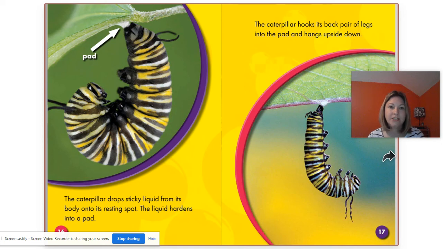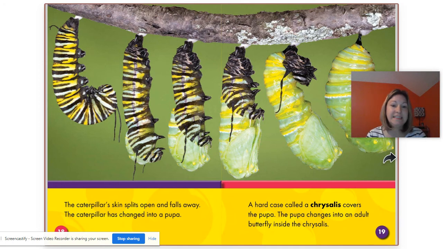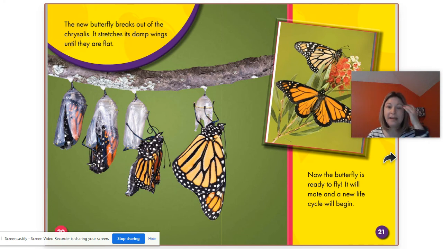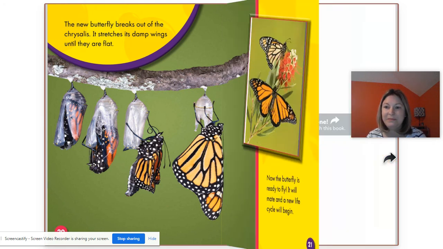The liquid hardens into a pod. The caterpillar hooks its back pair of legs onto the pod and hangs upside down. Oh my goodness, imagine if we could do that. The caterpillar's skin splits open and falls away. The caterpillar has changed into a pupa. A hard case called a chrysalis covers the pupa. The pupa changes into an adult butterfly inside the chrysalis. A new butterfly breaks out of the chrysalis. It stretches its damp wings until they are flat. Now the butterfly is ready to fly. It will mate and a new life cycle will begin.